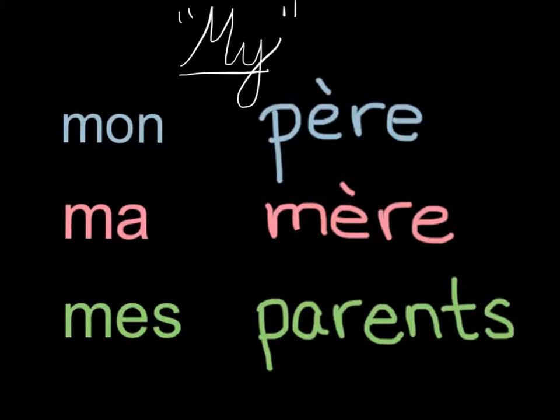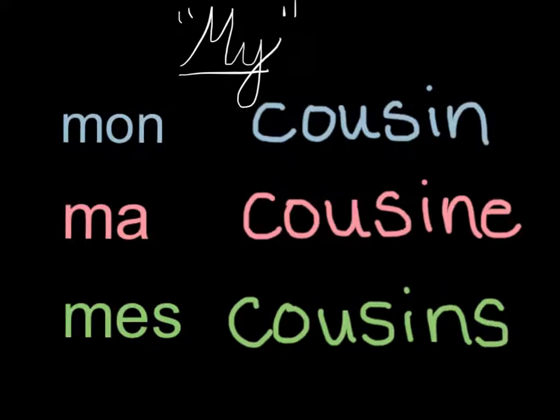So again, it depends on the word that is being described. My father, father is being described, mon. My mother, mother is being described, ma mère. Okay? That means that you'll never hear anyone say mon mère, because it's grammatically incorrect. You might hear it, but it's grammatically incorrect. Ma mère, always.